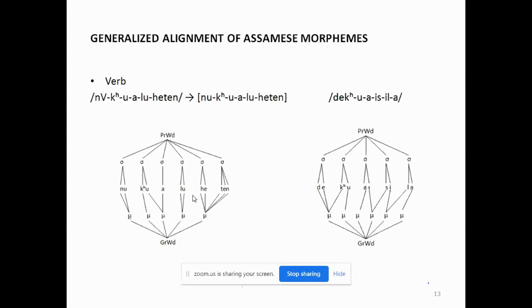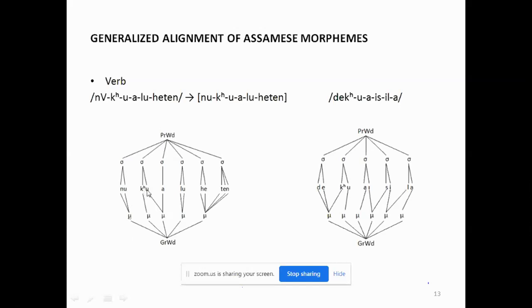Here nu, khu, a, lu, heten are the grammatical components of the word nukhualu heten. On the other hand, nu, khu, a, lu, he, ten are the components at the prosodic level. Then we can say that nu remains the same for both the grammatical word and the prosodic word.